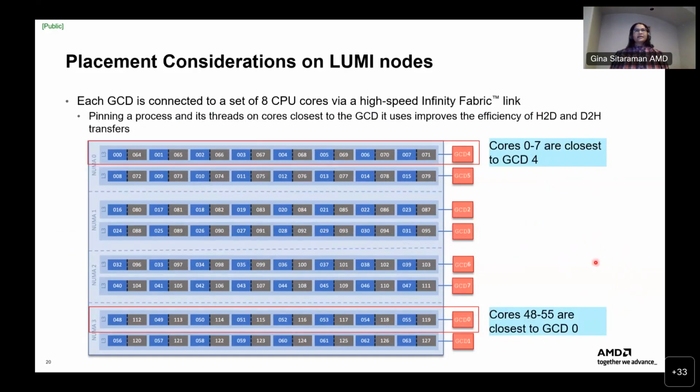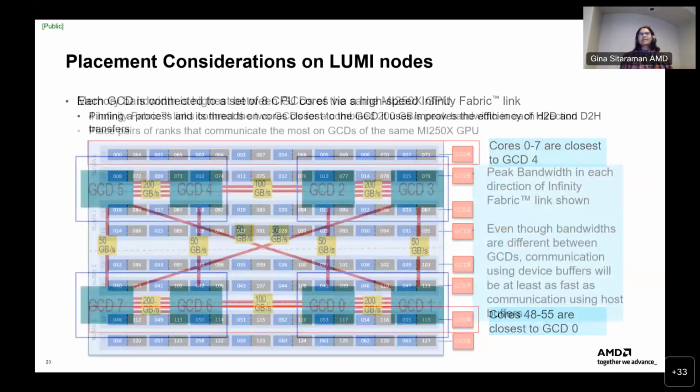In this case, the fact that we have a high-speed fabric link between a GCD and one set of 8 CPU cores is important. If a process is using GCD 4, it's important that it runs on one of these cores, because that way the efficiency of device to host and host to device transfers is improved, because you would be accessing memory locally. And the interesting thing is that if you were using device 0, GCD 0, you have to make sure that your process runs on one of these cores in the range 48 through 55. So the optimal mapping for CPU cores and GPU devices is different.